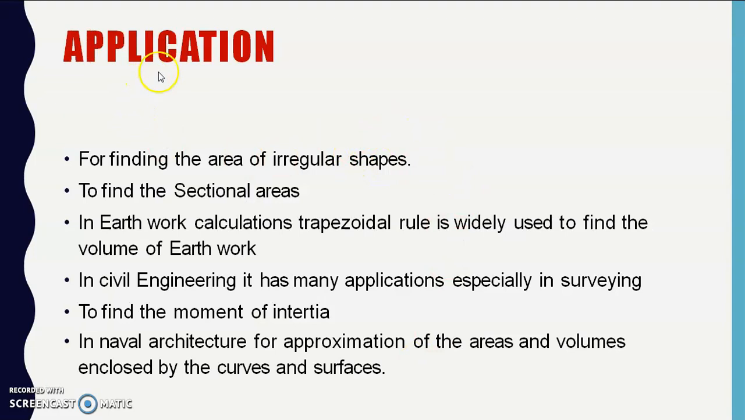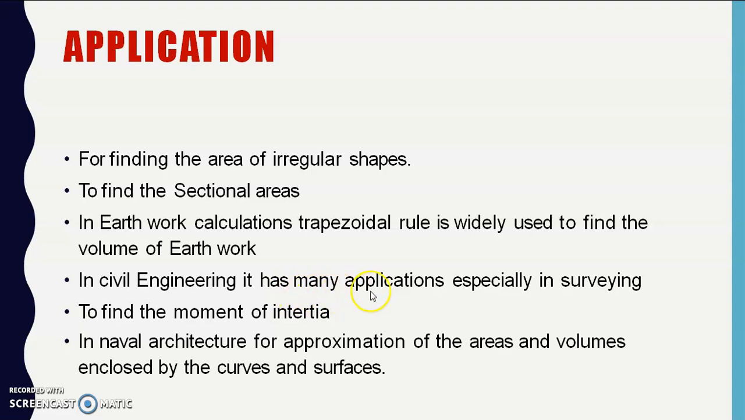Now applications. Applications of the trapezoidal rule are: the trapezoidal rule is used to find the area of irregular shapes. It is also used to find the sectional area. It is applied in earthwork calculation. It is widely used to find the volume of earthwork.